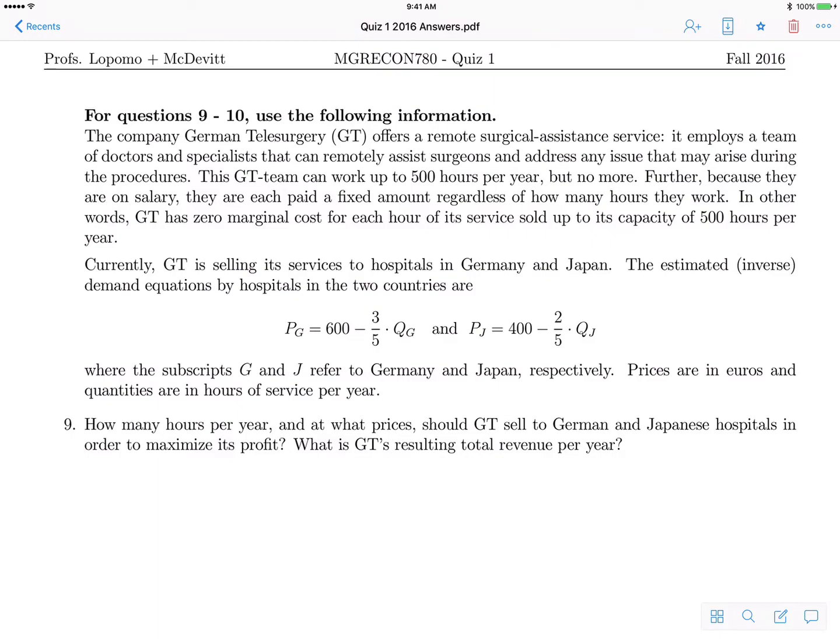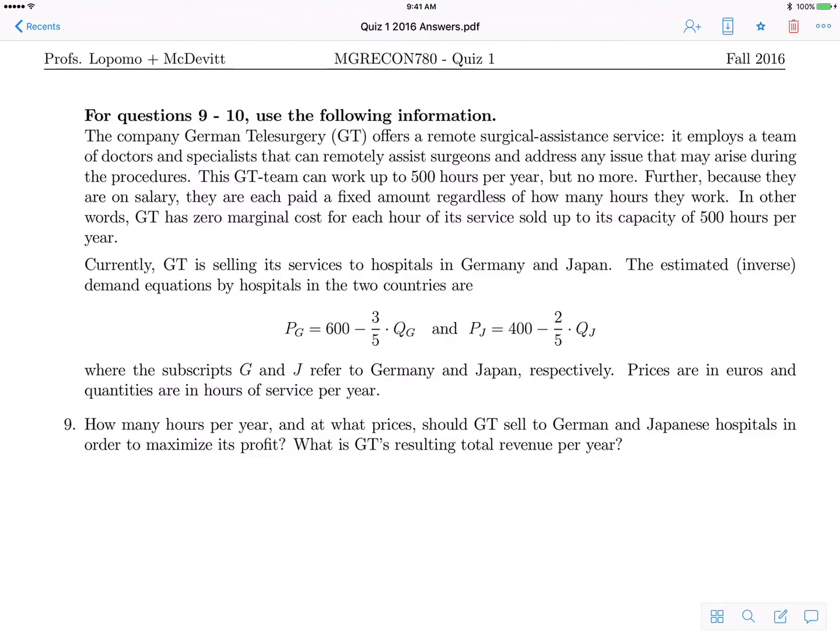Currently, GT is selling its service to hospitals in Germany and Japan, two different markets. The estimated inverse demand equations by hospitals in the two countries are PG equals 600 minus 3/5 QG, and PJ equals 400 minus 2/5 times QJ. Prices are in euros and quantities are in hours of service per year. Now question 9 says, how many hours per year and at what prices should GT sell to German and Japanese hospitals in order to maximize profits? What is GT's resulting total revenue per year?